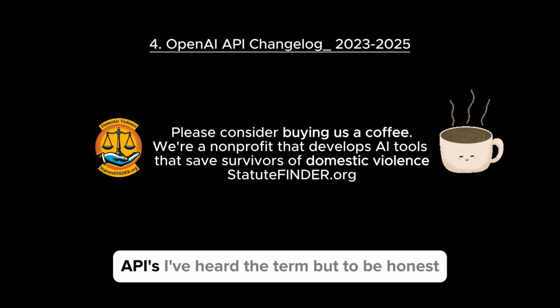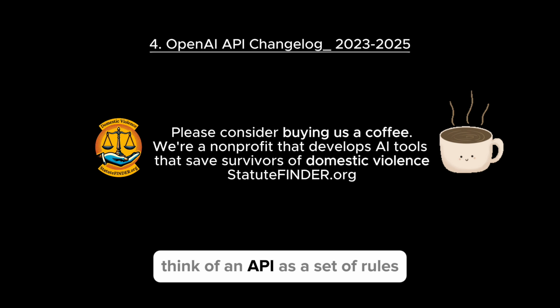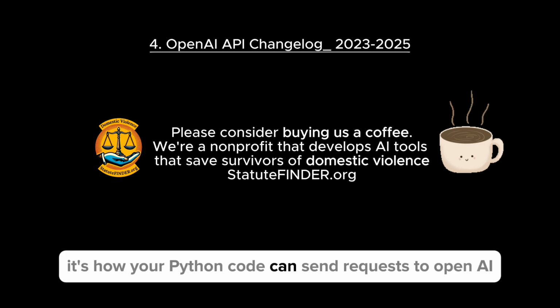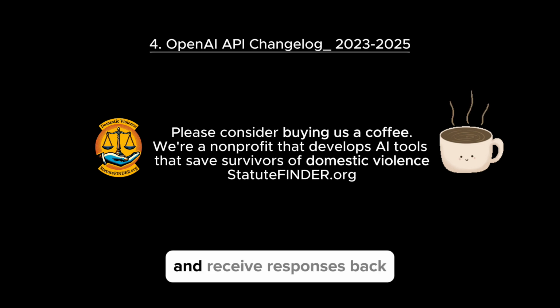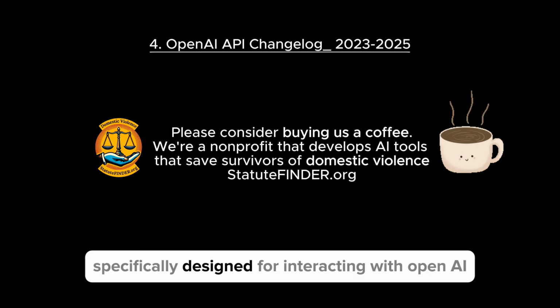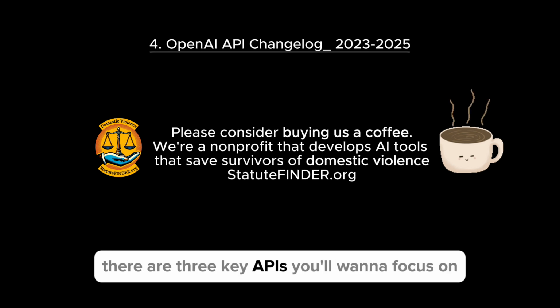Okay, APIs. I've heard the term, but to be honest, it's still a bit fuzzy for me. Think of an API as a set of rules and specifications that define how different software components can talk to each other. In this case, it's how your Python code can send requests to OpenAI and receive responses back. So it's like a communication protocol specifically designed for interacting with OpenAI services. Exactly. And as a Python beginner, there are three key APIs you'll want to focus on.